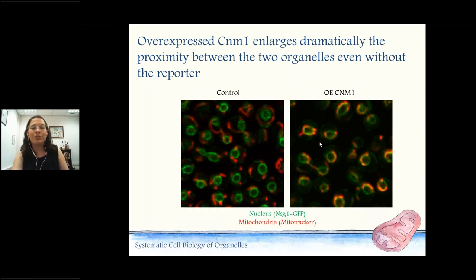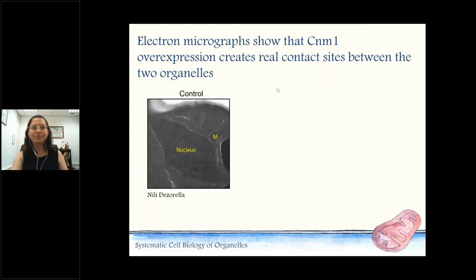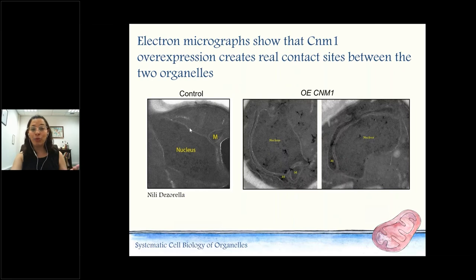So then we decided to do some electron microscopy, because electron microscopy is basically the gold standard in studying contact sites. So here we have electron micrographs, and this is the control strain. We see the nucleus and we see a mitochondrion here, and we have a quite distinct contact site, but honestly, they were quite rare to find. But when we overexpress CNM1, now we see that the mitochondria are forming these huge contacts with the nucleus. They're surrounding the nucleus, forming these very elongated contact sites, again, only by overexpressing CNM1.